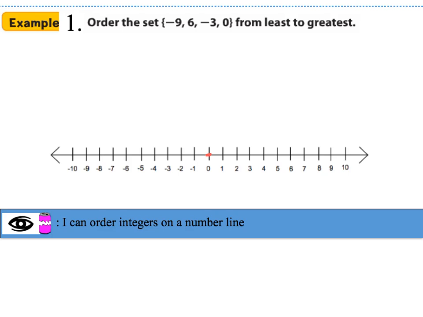Negative 9 is on the left-hand side of 0. Here it is. Positive 6 is on the right-hand side of 0. There it is. And negative 3 is on the left-hand side of 0.